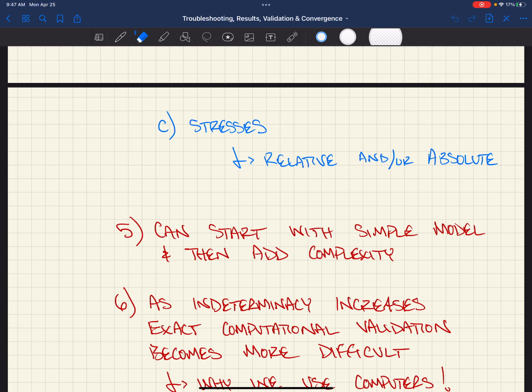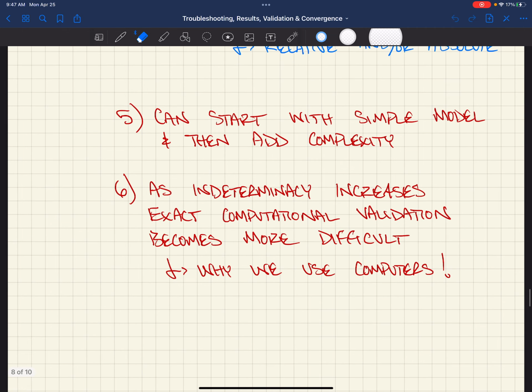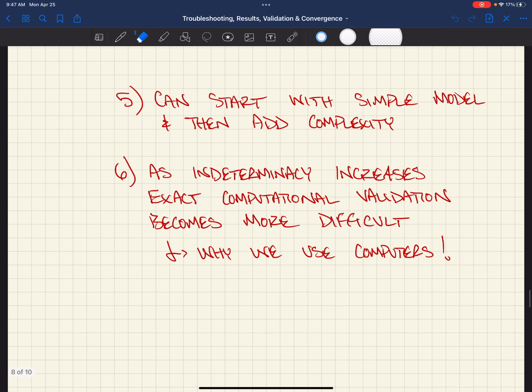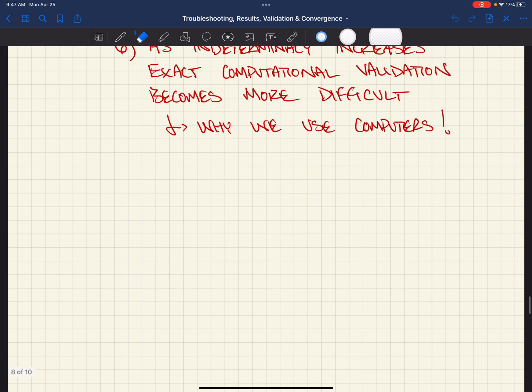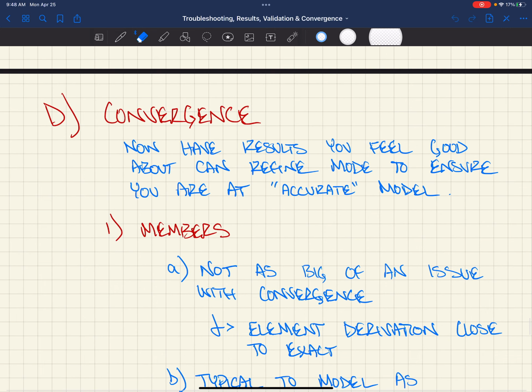Okay. As our indeterminacy increases, exact computational validation becomes more difficult. Right? Obviously, that's why we use computers. And so we have to simplify our validation efforts. Okay. And convergence, last part of this.